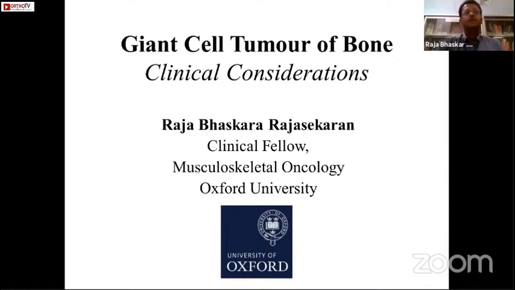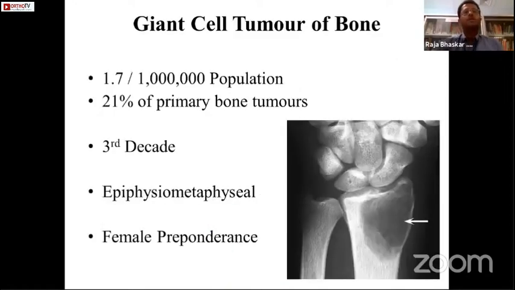And I'm a clinical fellow in the musculoskeletal oncology unit at the University of Oxford at the Nuffield Orthopaedic Center at present. As you know, giant cell tumor, there are so many different incidences, but this is the one which has been quoted in the WHO. This is 1.7 per 1 million population. So let us take it in a different perspective.